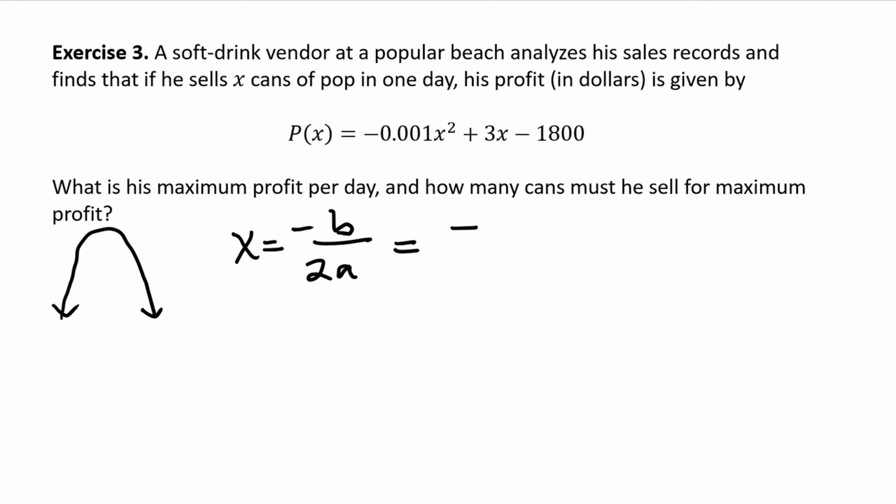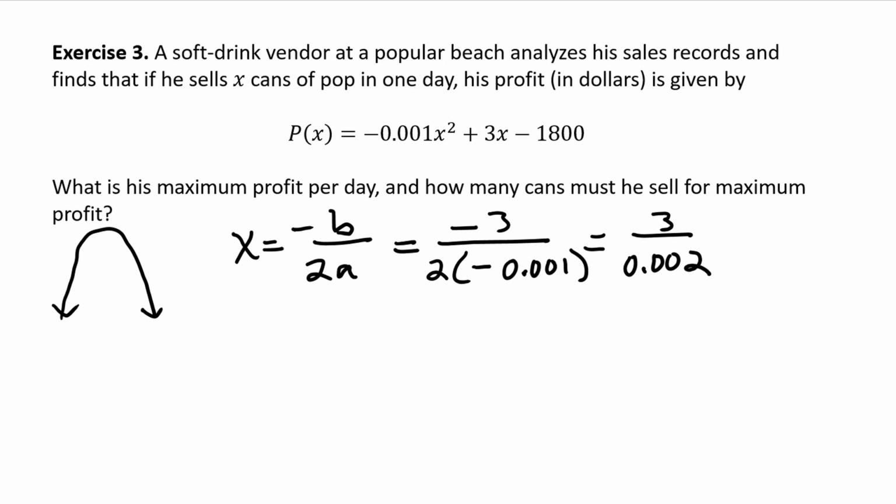So the negative of b is 3, divided by 2 times the negative of 0.001. The two negatives cancel. You get 3 over 0.002. And that turns out to be 1,500. So he has to sell 1,500 cans of Coke. Okay, that's how many he sells.